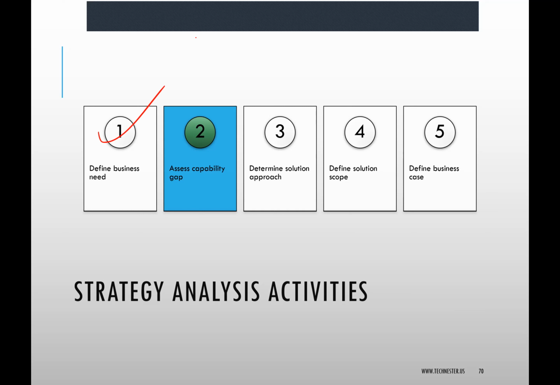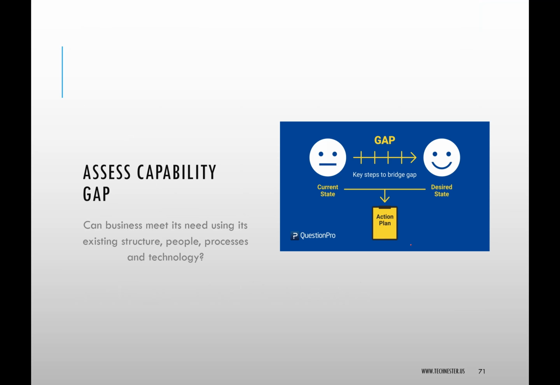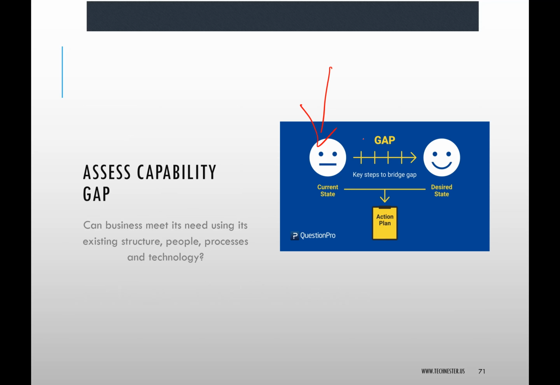Assess capability gap. Now, assessing capability gap is just figuring out whether the business can meet its need using the existing structure, people, processes, and technology it has. That's the question you are asking by assessing capability gap. You are just checking that we know the current state of the business. What do we need to do to get to that desired future state?